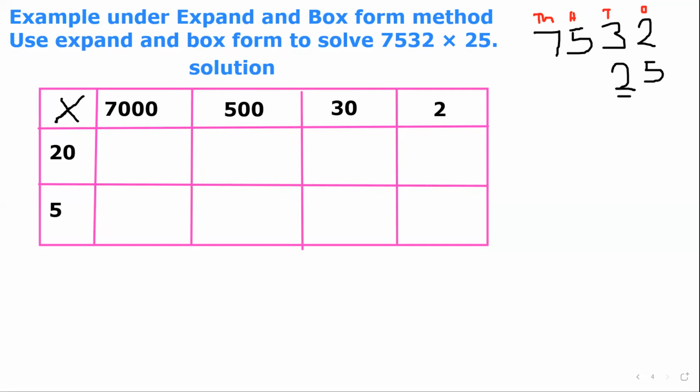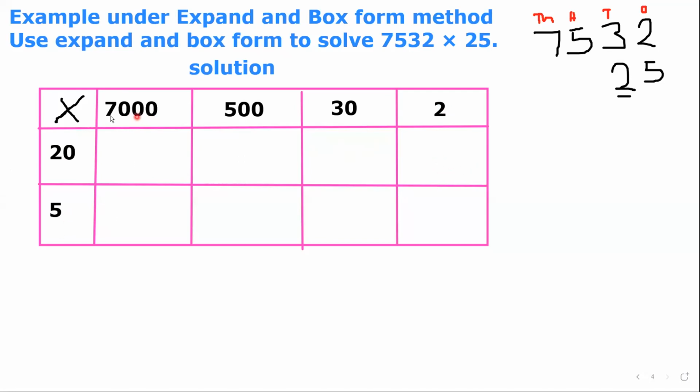Now let's start multiplying these numbers. There's a trick here. When you are multiplying these numbers, there's a trick that you need to know about. So here, the 20 will be used to multiply the 7,000, then you record it here. 20 will be used to multiply the 500, you record it here. 20 will be used to multiply the 30 here, then you record it here. And then the 20 will be used to multiply the 2, and that belongs to this box.